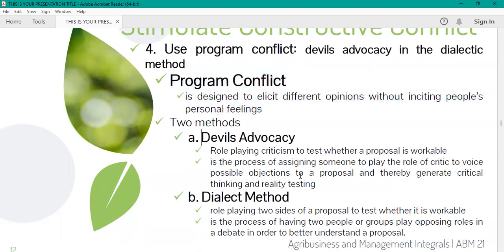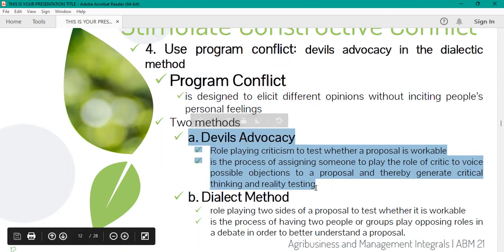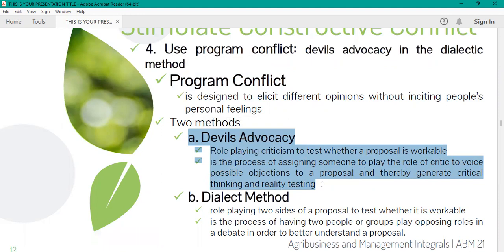We have devil's advocacy. It is a role-playing criticism to test whether a proposal is workable. It is the process of assigning someone to play the role of critic to voice possible objections to a proposal and thereby generate critical thinking and reality testing. So this is a very good example to promote programmed conflict, to ask for different opinions from people. So the first one is devil's advocacy.